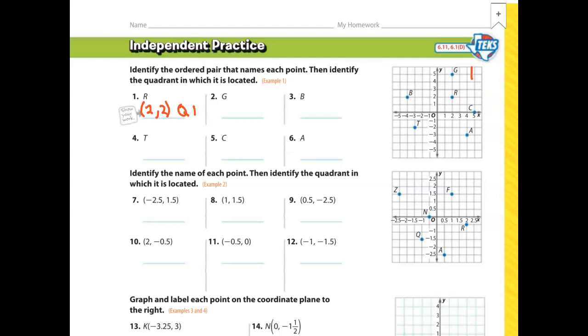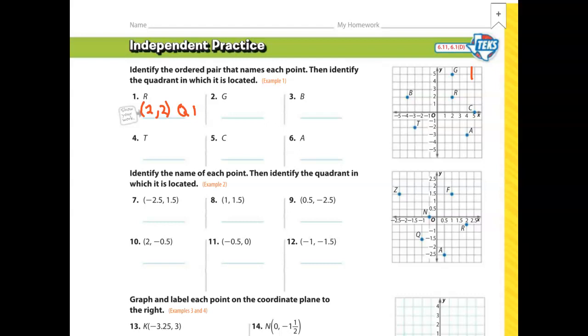Find the letter. Identify first by starting at 0 and going either to the right or the left, either positive or negative. Write that number down, and then go up, which is positive, or down, which is negative, and write the second number down, and then label the quadrant.